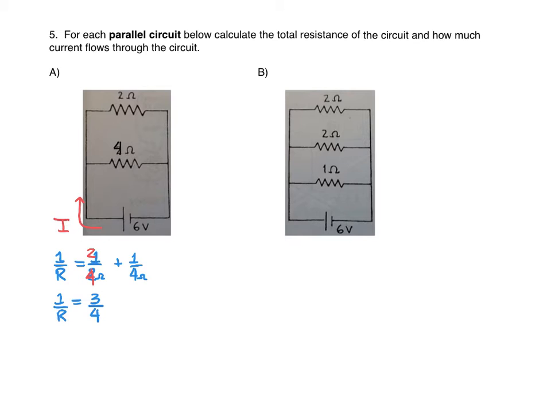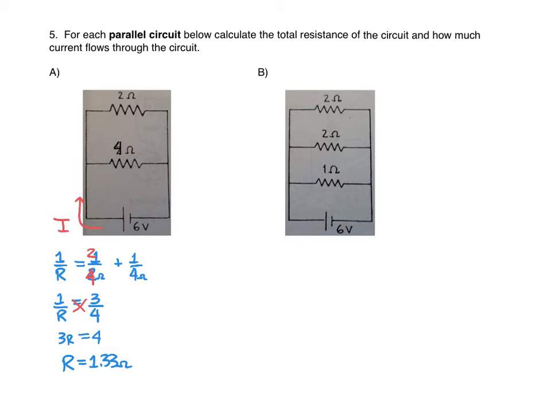So make sure we write out our math and keep it simple. We can cross multiply here. So that's really going to be 3R equals 4 if I cross multiply. So R is going to be 4/3 or 1.33 ohms.